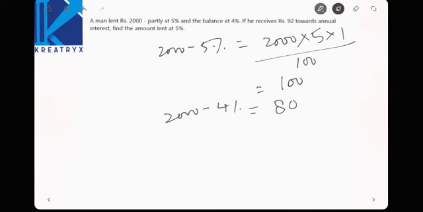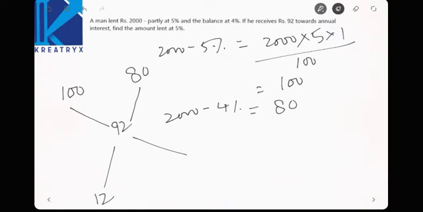Am I right? We have seen the alligation method. See here, if you get 100 rupees for 5% interest rate, and 80 rupees for 4% interest rate, and by mixing these two you got an interest of how many rupees? 92. Then what will be the share of 2000 now? Alligation method, 92 minus 80 is nothing but 12, 100 minus 92 is nothing but 8, and this will be equal to how much? 3:2.